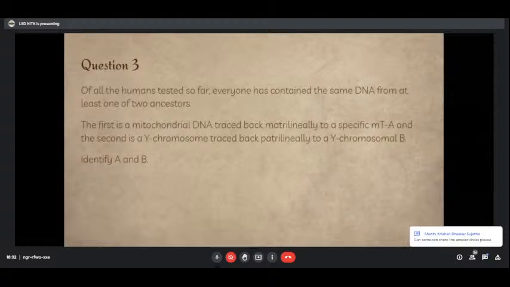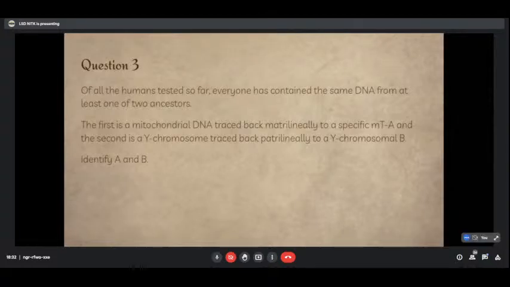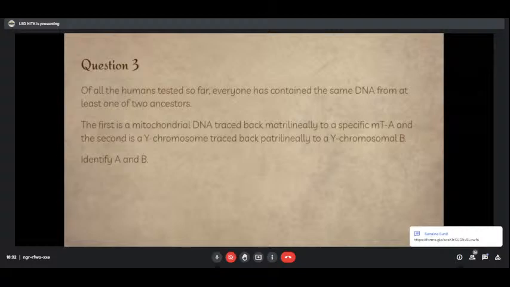Just, there are clues in the question. Just pay attention to some of the words that are used. So you need to identify A and B. 15 more seconds.